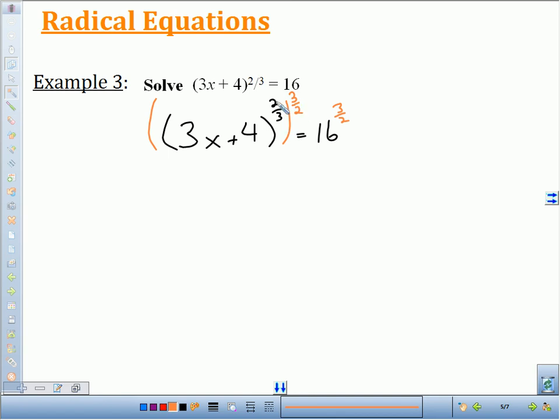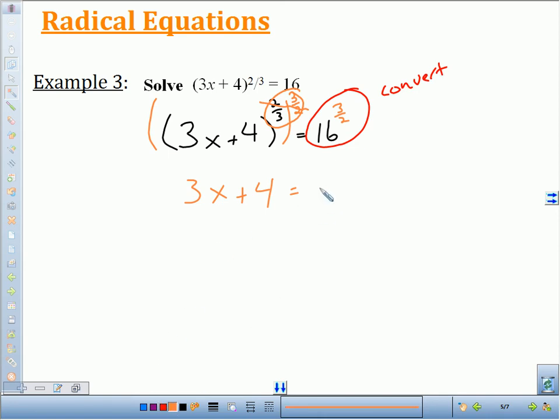Now, of course, this is one of our exponent properties. We have a power raised to a power. Well, when we have a power raised to a power, we multiply the exponents. And if I multiply a fraction times its reciprocal, they cancel out. Magic. We are left with 3x plus 4 on one side, but on the other side we have 16 to the 3/2, which I want to convert to a square radical now.